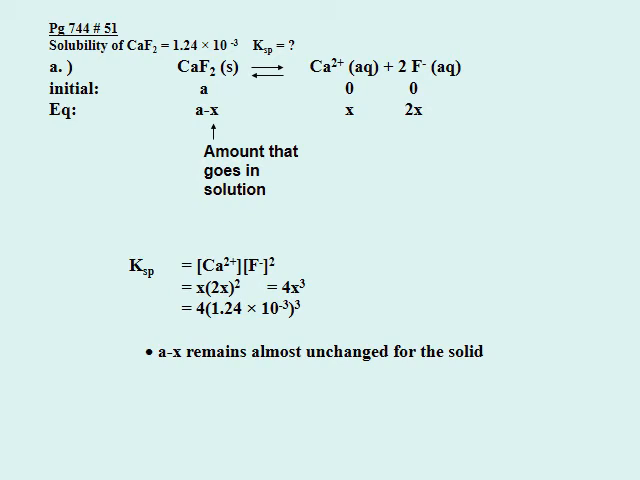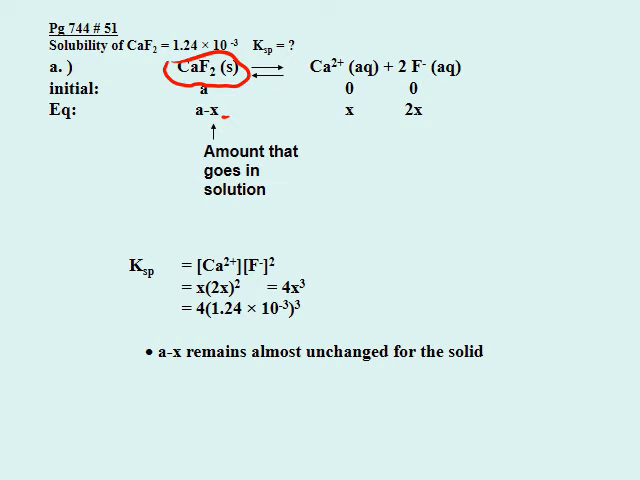In problem 51, the solubility of calcium fluoride in water is given, which is 1.24 times 10 to the negative 3. Based on this information, we need to calculate the KSP, or equilibrium constant value, for calcium fluoride. This is a typical solubility problem where you have a solid which is partly soluble, so a part of that, X, is going to break down and go in solution.